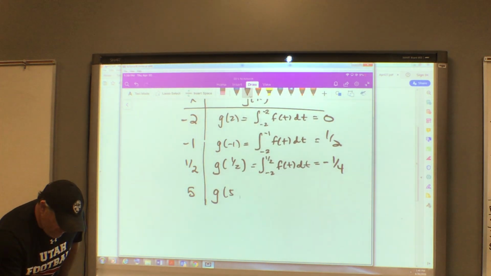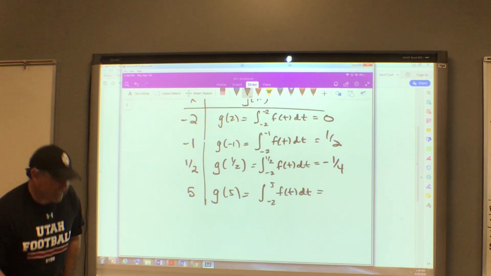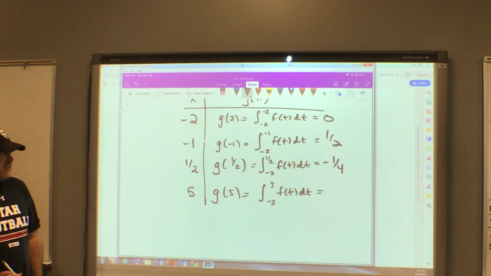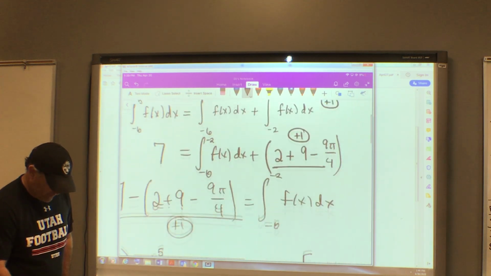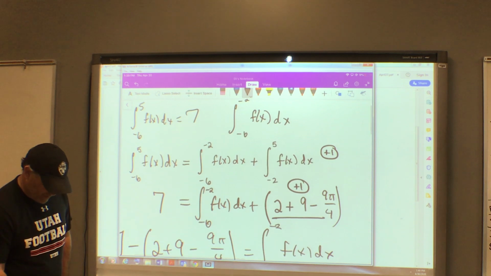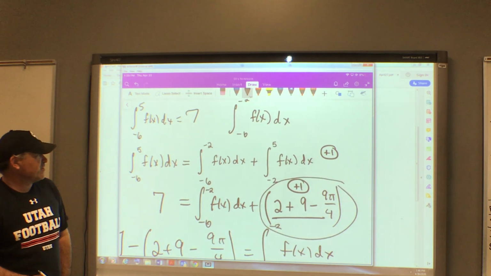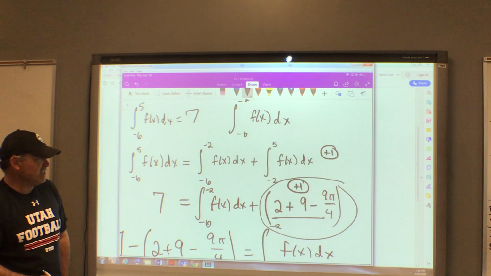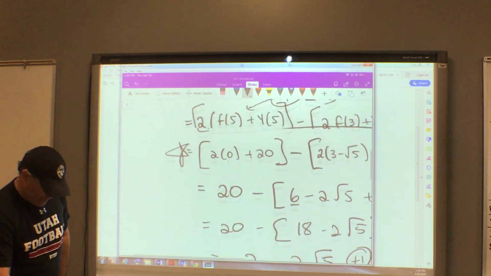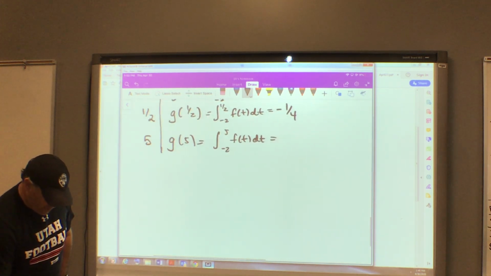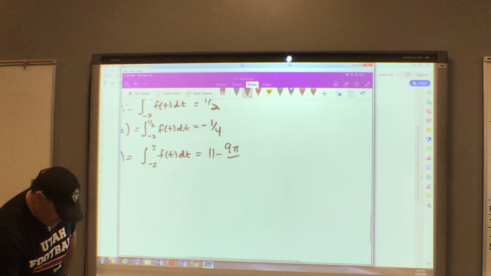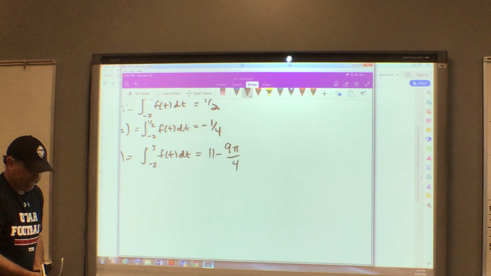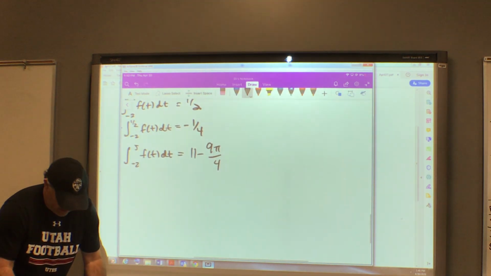G of 5 is the integral from -2 to 5 of f of t dt. I feel like we've done that, right? I feel like we've got that number somewhere. Boom, there it is, right there. The integral from -2 to 5 is 11 minus 9 pi over 4. So that's 11 minus 9 pi over 4. And that obviously then is the max.